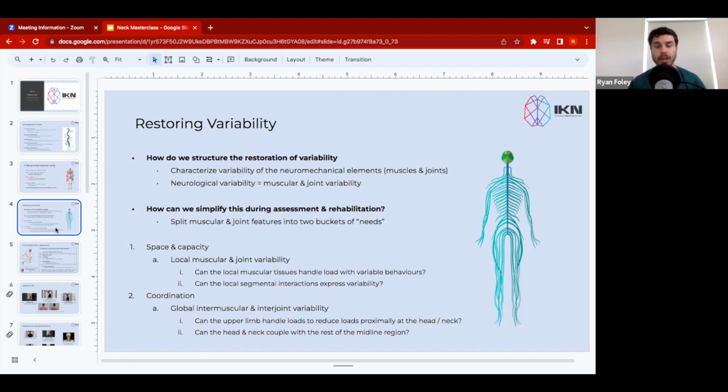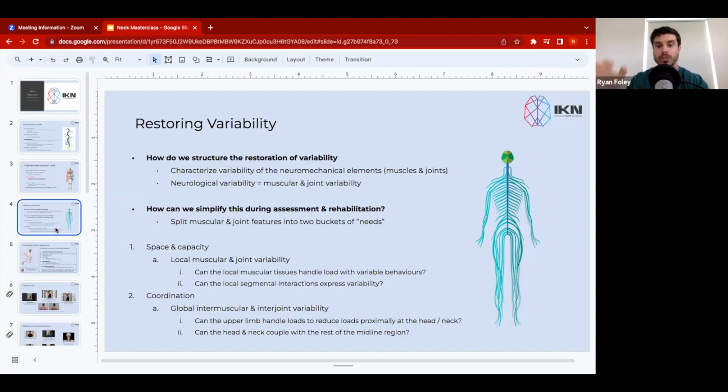Okay. So when we're delivering rehabilitation, applying stress to the system, we split these muscle and joint features into two buckets. Now the reason we're going into our framework a bit more is because in past masterclasses, we've just gone straight into the assessments, but I just want to give you a little more insight into what guides our overall thought process when we're delivering load and assessing the movement system.